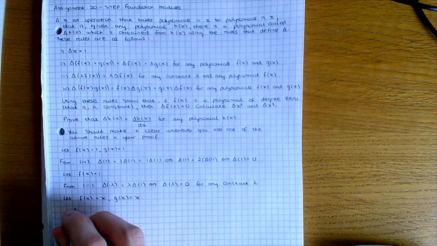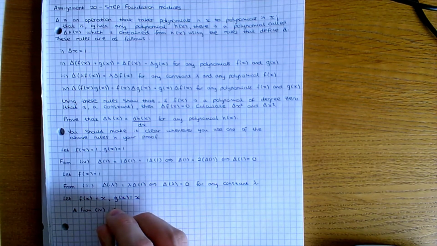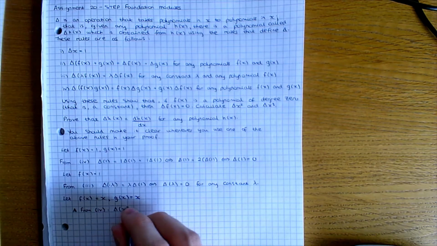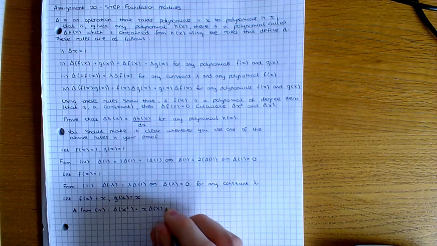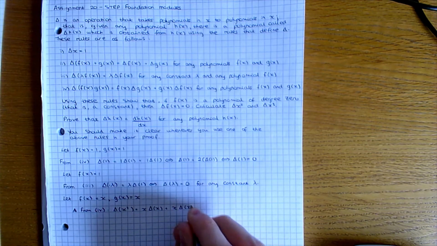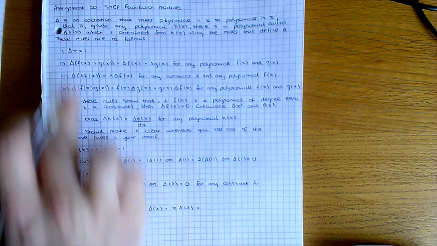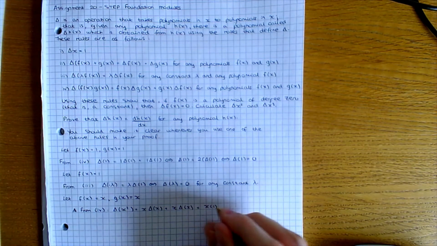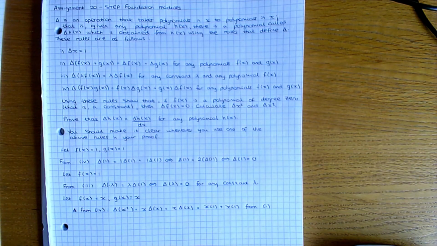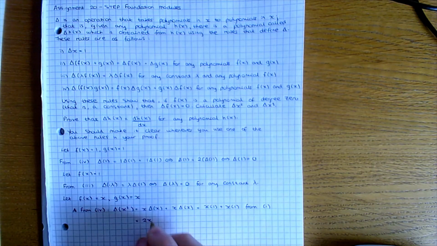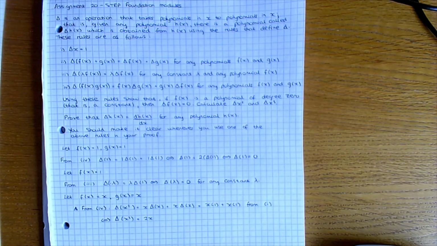From property 4, this gives us that delta of x times x, so delta of x squared, equals x times delta of x, plus x times delta of x. Delta of x is 1 by definition of property 1 here. So this is x times 1 plus x times 1, and this just equals 2x. Okay, so we end up with delta of x squared equals 2x.